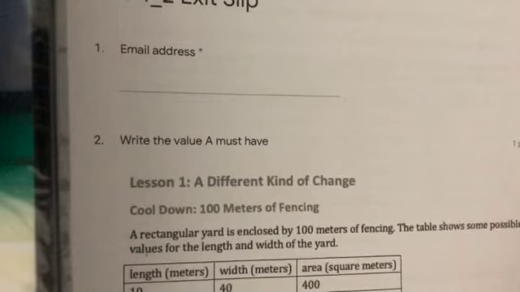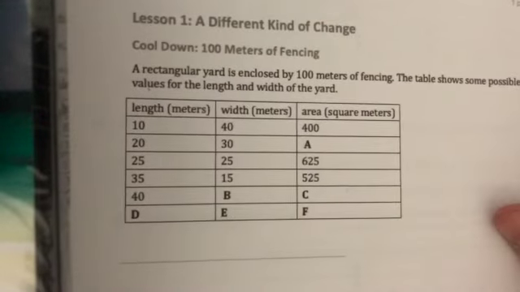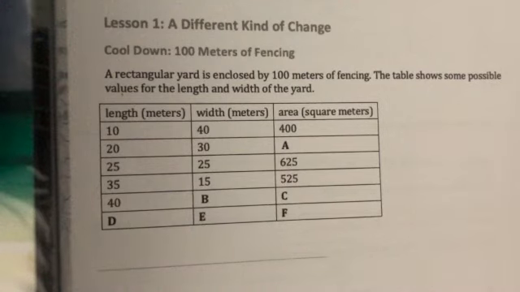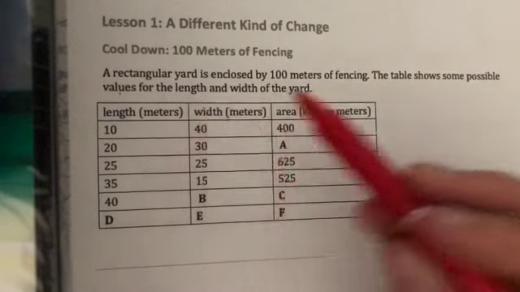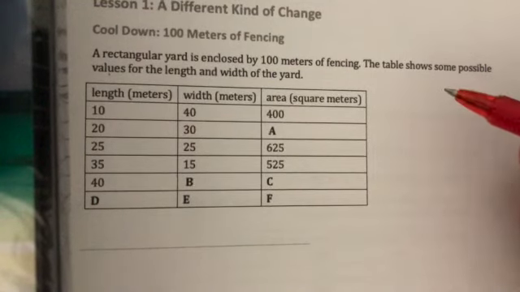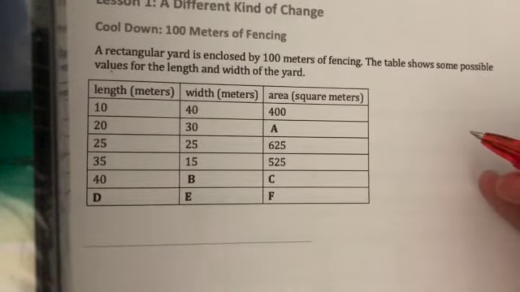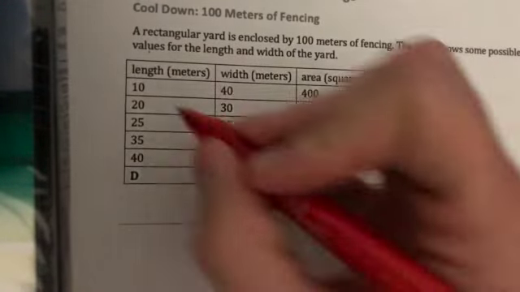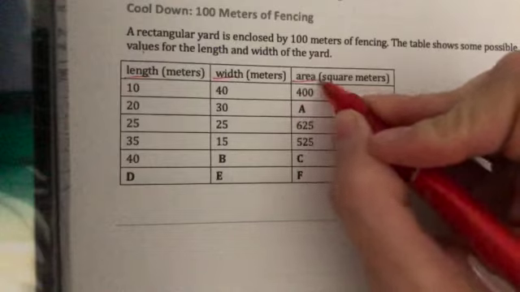So this is our April 2nd exit slip. This is a pretty straightforward one, I thought. Most of you did pretty good on it. So we had a rectangular yard enclosed by 100 meters of fencing. The table shows some possible values for the length and the width of the yard. All right, so we have length and width and area.